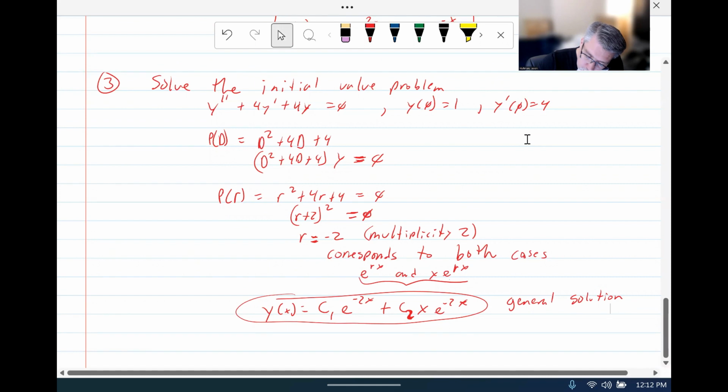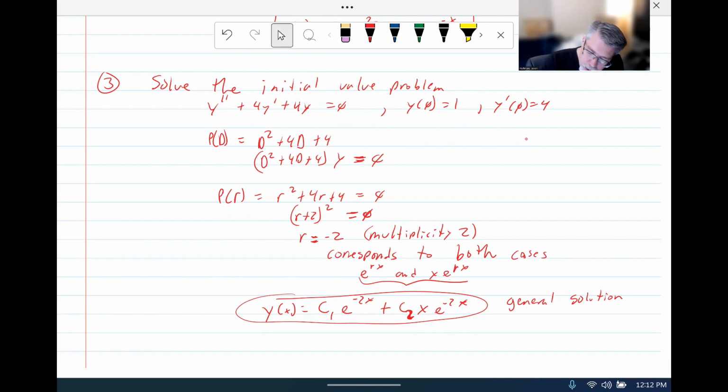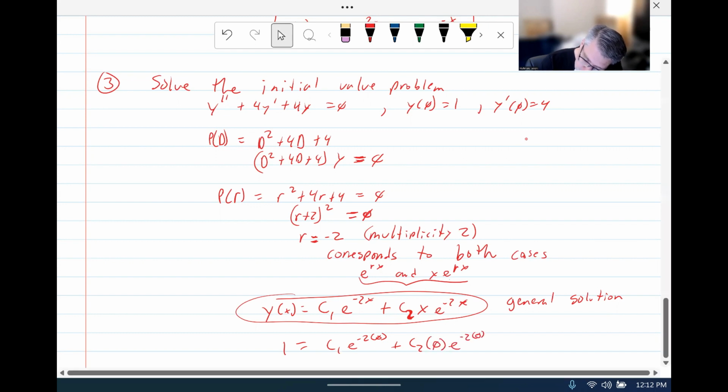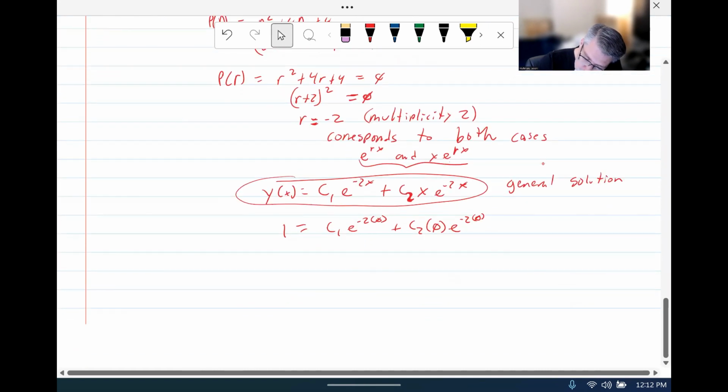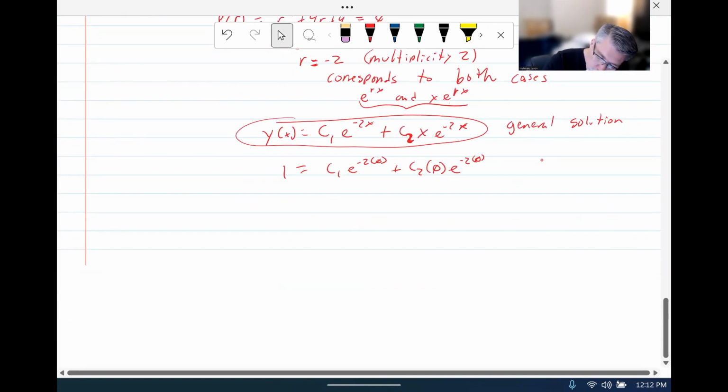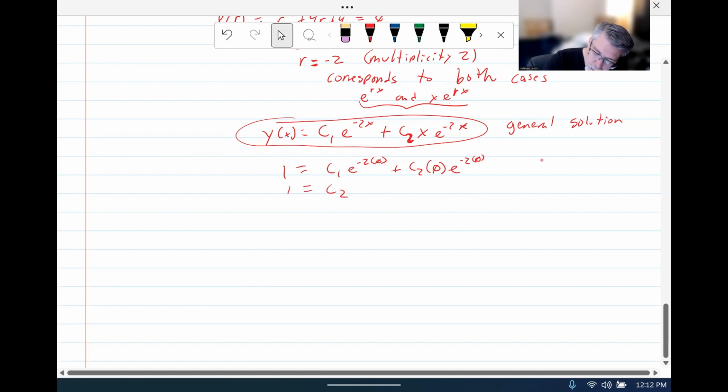Okay, we know that y evaluated at 0 is equal to 1. So 1 is equal to c1 e to the negative 2 times 0 plus c2 times 0 times e to the negative 2 times 0. And so this just becomes 1 is equal to c1. Everything else goes away.